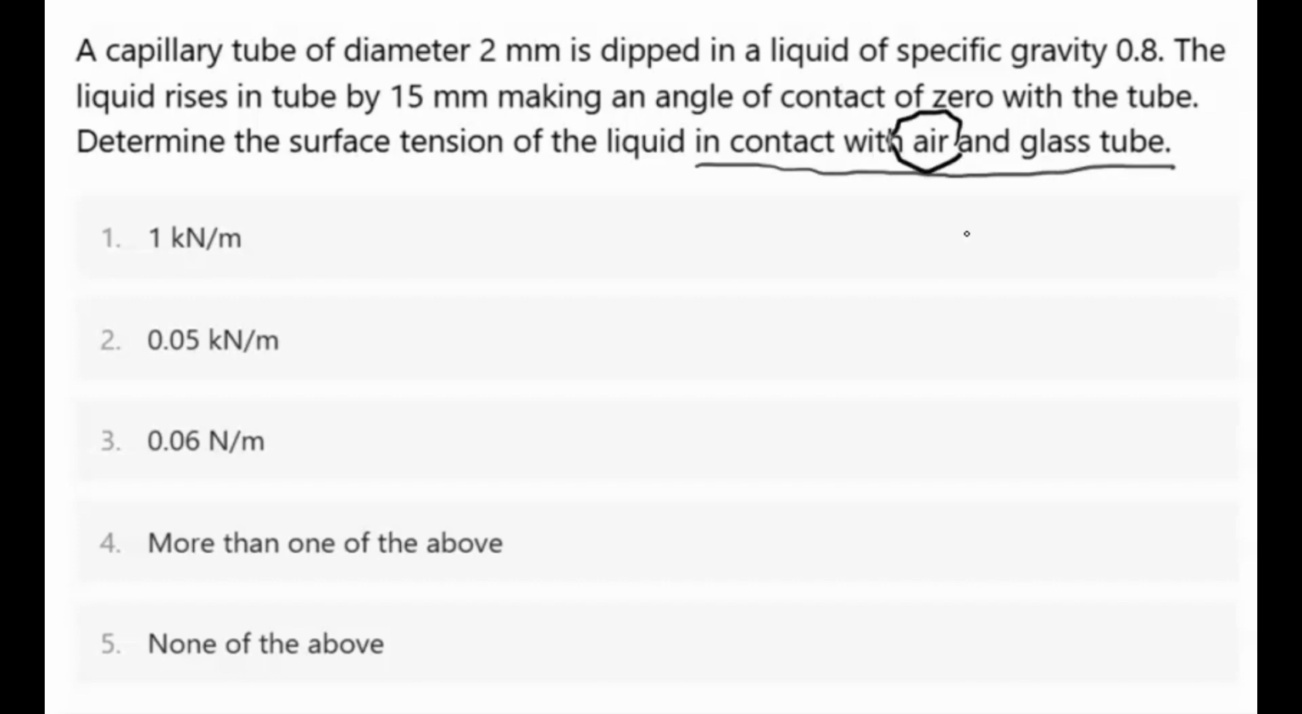What is the part here? Air and glass tube, that we have to find. So what is the concept, what do we want to find here? We want to find the surface tension. Now these are the options: 1 kilonewton per meter, 0.5 kilonewton, 0.06, more than one of the above, none of the above. Whatever the options, we'll be selecting one of them. Let's begin.